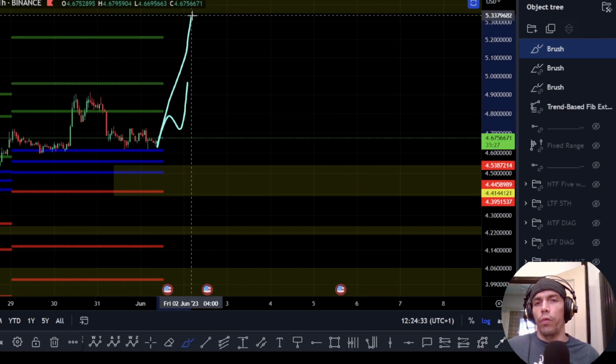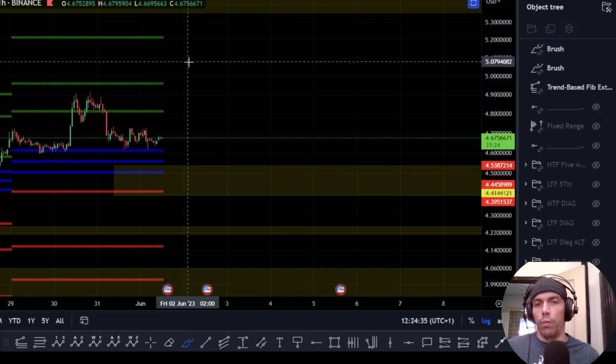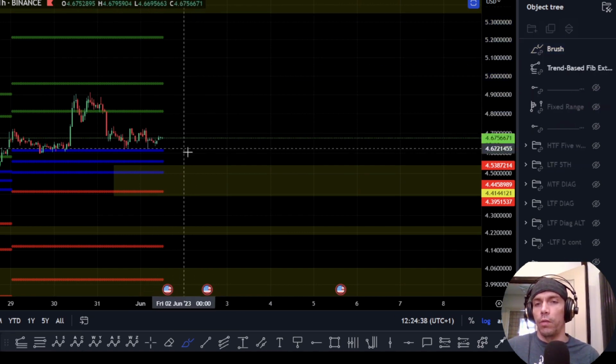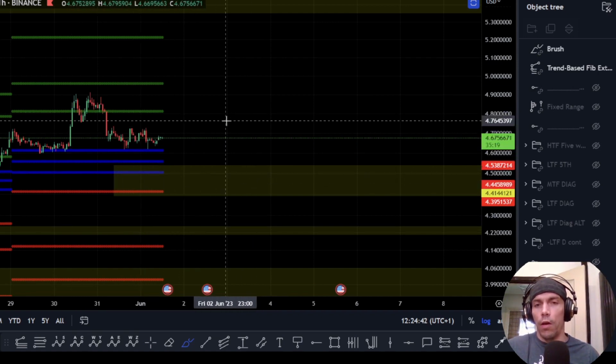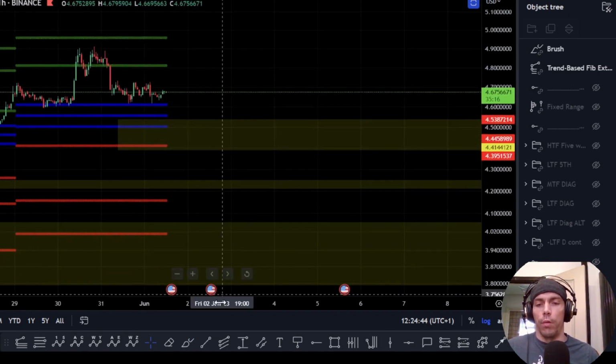Now, price can move through these levels. We need to just be aware of that. But sometimes what we can see is we can see reactions around these zones. So these shouldn't be used on their own. They should be used as confluence with other ideas.